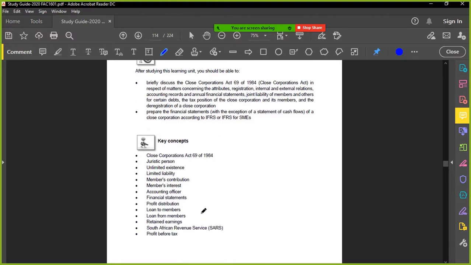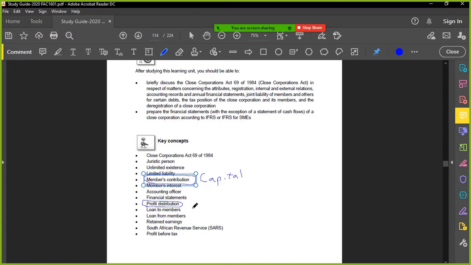We spoke about the different key concepts. This was obviously part of the theory that we looked at. Just to recap some of it, what is members' contribution? It's basically capital, but for members. Good. And profit distribution? It's like appropriation, how we had appropriation for partners, but this would be for members.